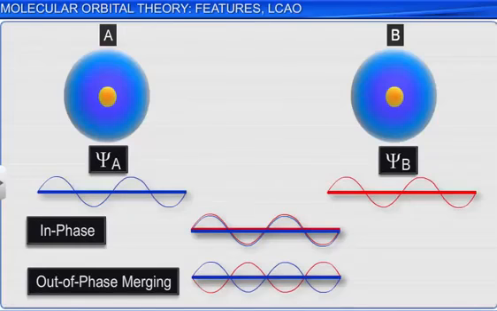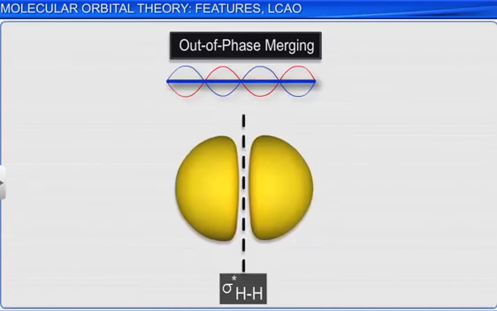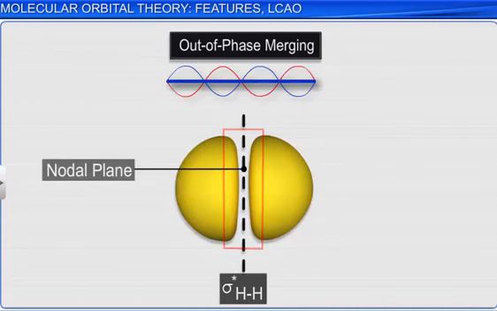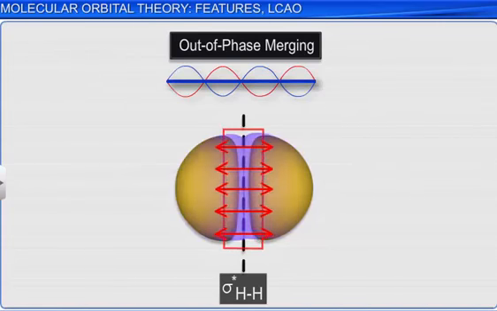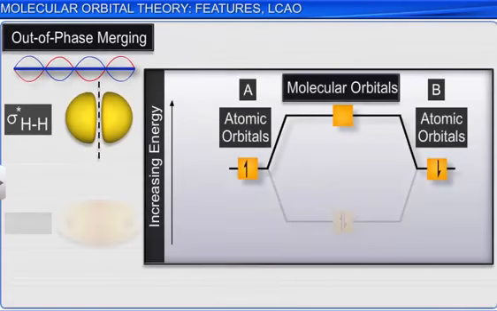When the two electron waves are out of phase, they form antibonding molecular orbitals. Here, the electron density between the two nuclei is reduced such that it is zero at the nodal plane. This leads to mutual repulsion of the electrons, as the energy of the mutual repulsion is more than the attraction between the electrons and the nuclei. The net orbital energy increases.